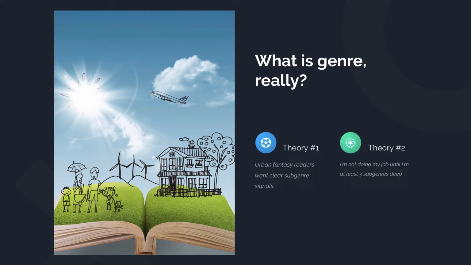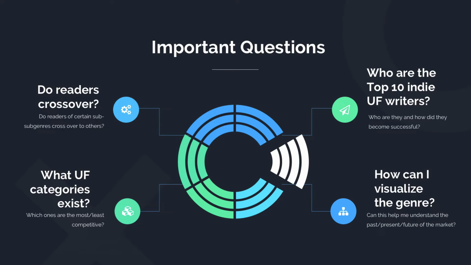So in order to do that, I'm going to have to articulate to readers through the cover, through the book description, through the first 10% of the book, what subgenre my book is. And I'm going to have to do that pretty quickly and pretty well. So I had to ask myself four important questions.